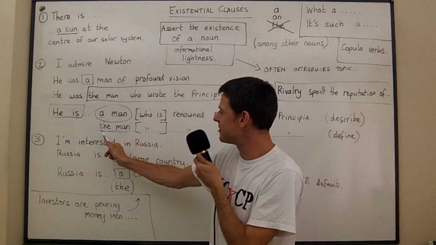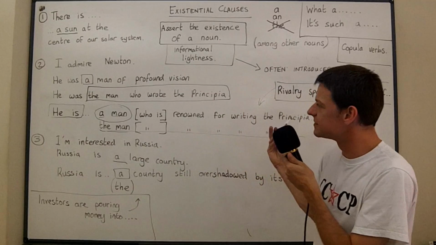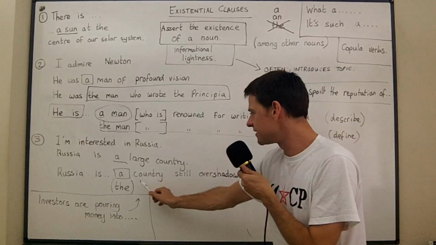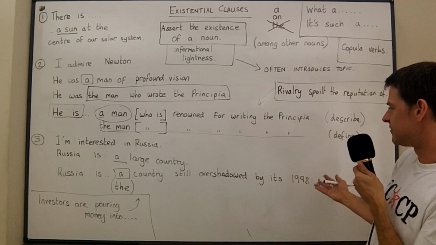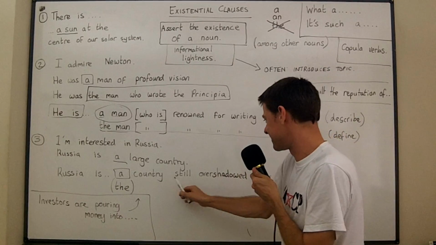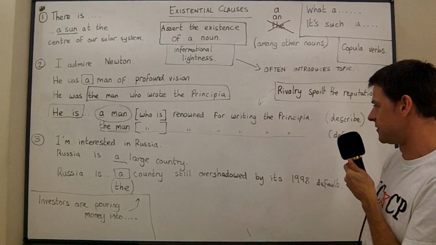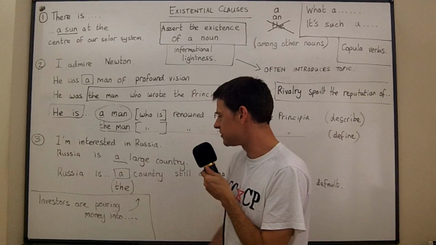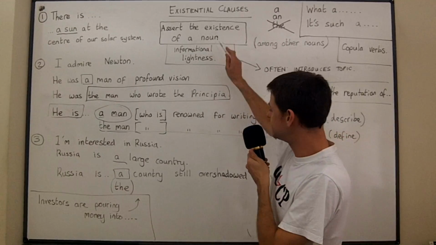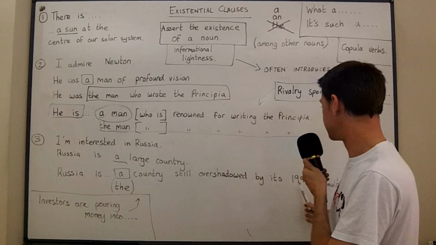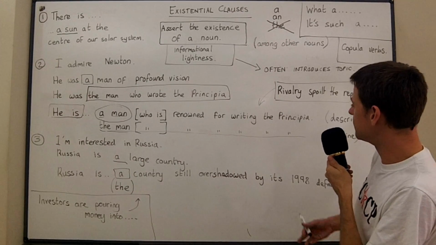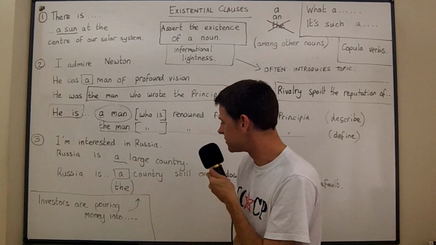Anyway, you might think that this kind of is a full definition. It is perhaps what Newton is most famous for, but this is kind of like a by-the-by fact. It's not what Russia is mainly about, the fact that it's still overshadowed by its 1998 default. And so here we would nearly always use a. It's just like an additional fact about Russia. It's asserting the existence of this country still overshadowed by its 1998 default. And so we would certainly use a here and not the.